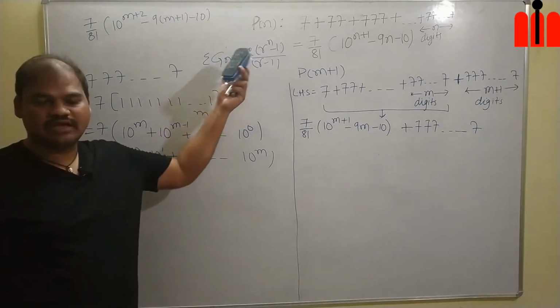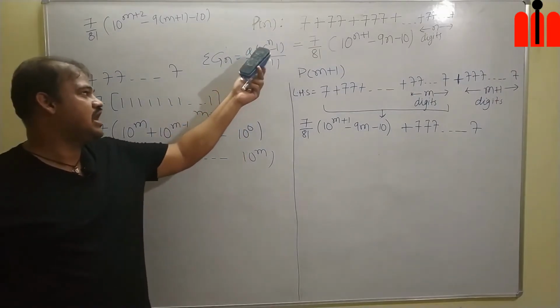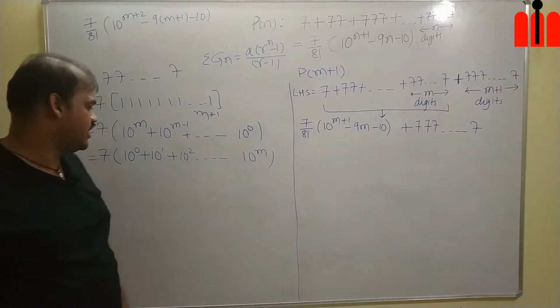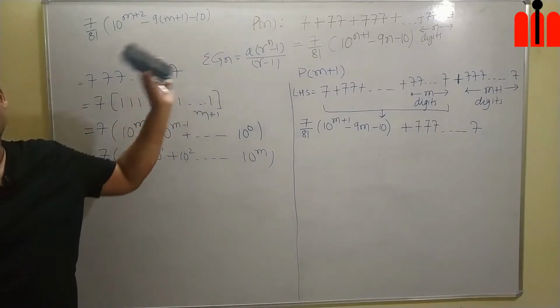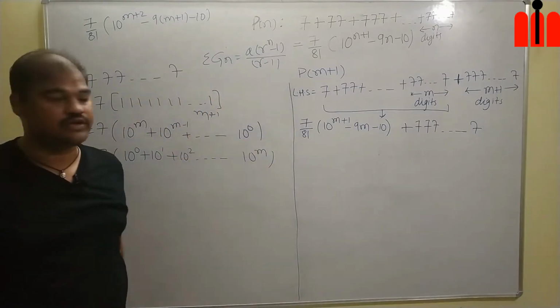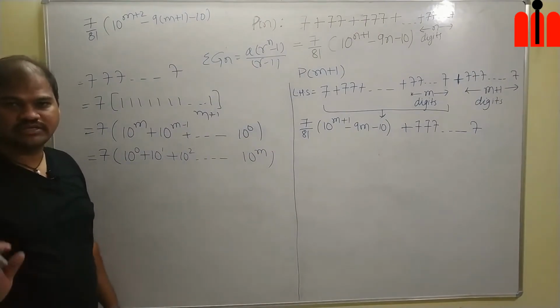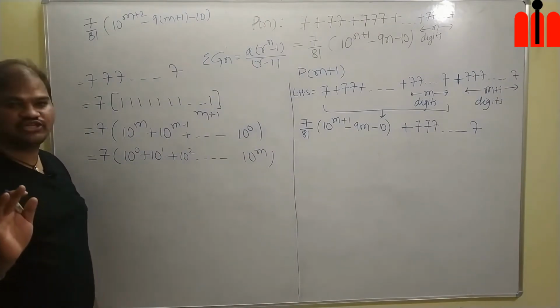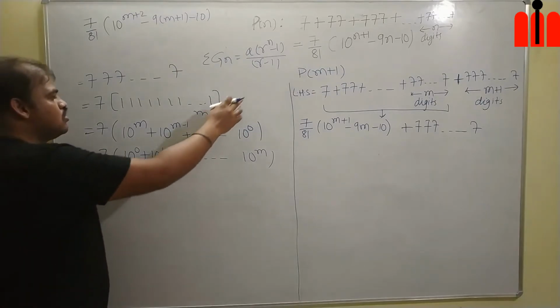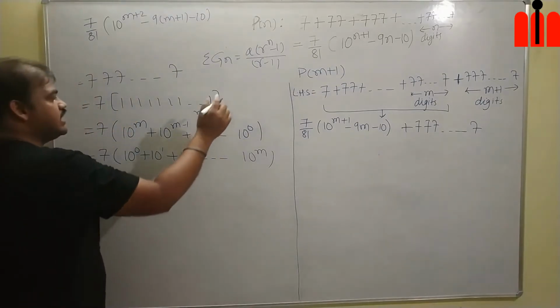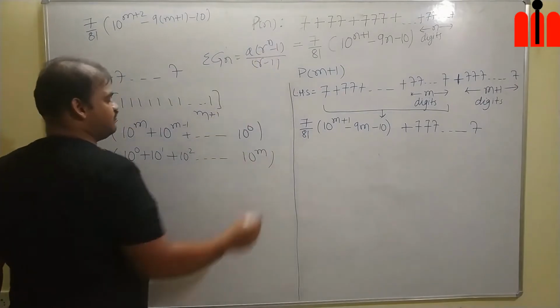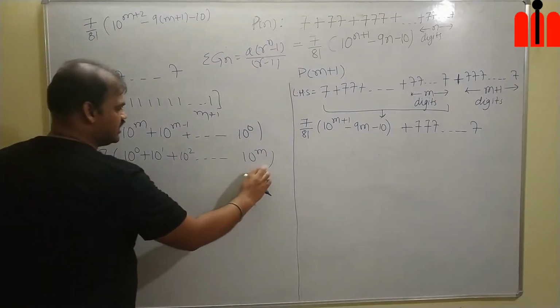Here a is the first term and r is the common difference. Sorry, not a difference, it's a common ratio. Here the common ratio is 10. Okay, here the common ratio is 10. So how will this be? Here n is the number of terms. So here, how many terms are there?